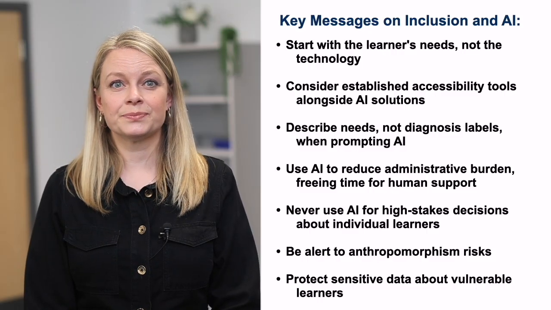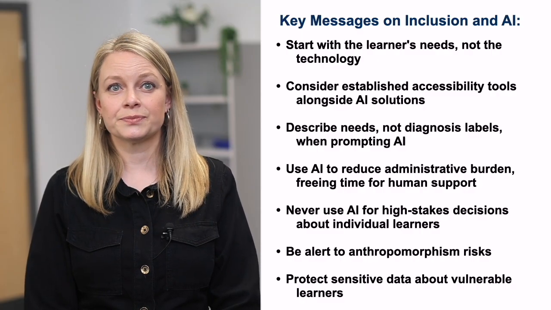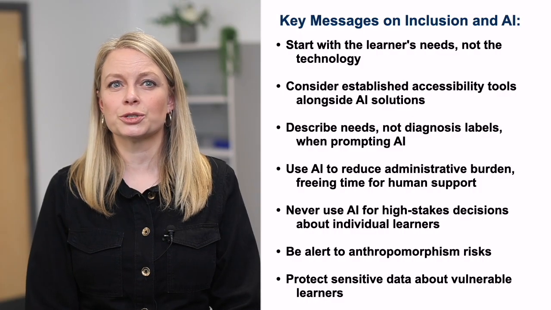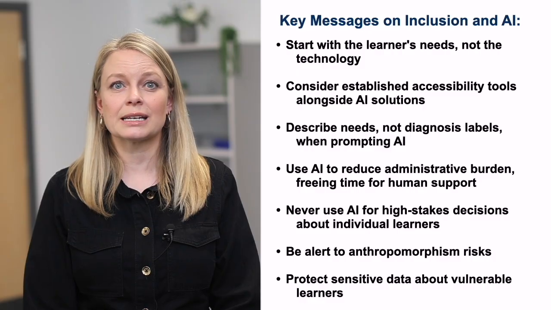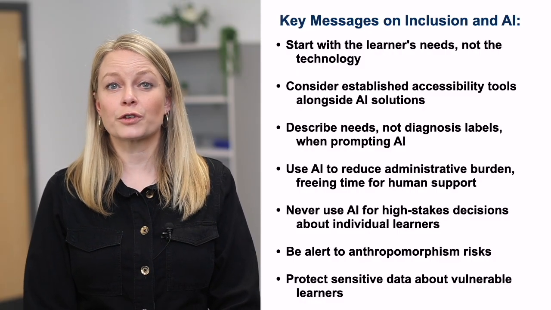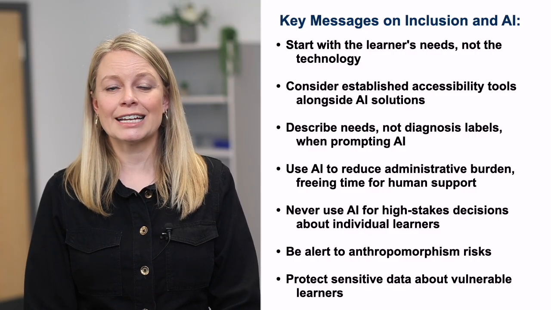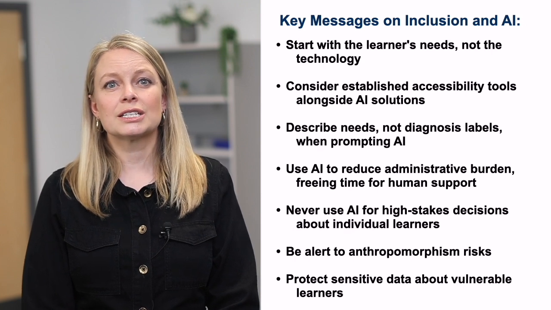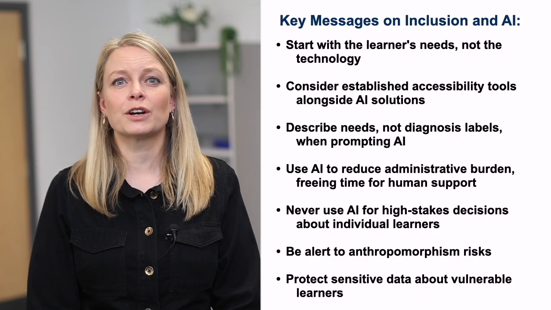Key messages. Start with the learner's needs, not the technology. Consider established accessibility tools alongside AI solutions. Describe needs, not diagnosis labels, when prompting AI. Use AI to reduce administrative burden, freeing time for human support. Never use AI for high-stakes decisions about individual learners. Be alert to anthropomorphism risks. Protect sensitive data about vulnerable learners.